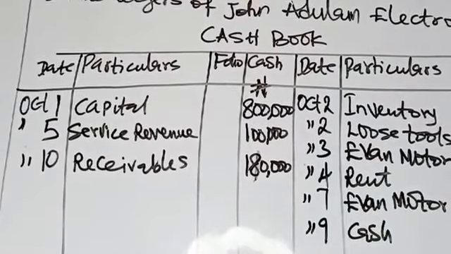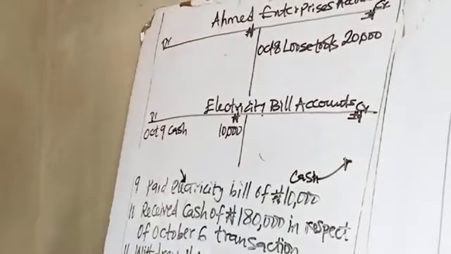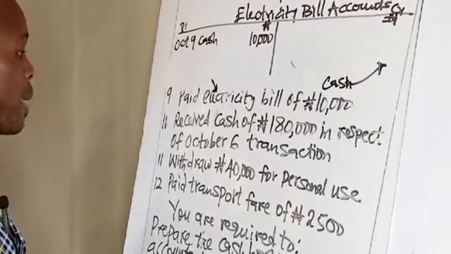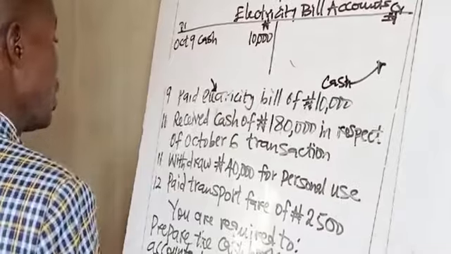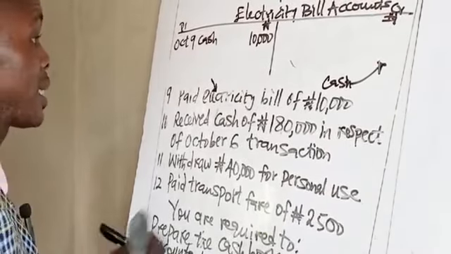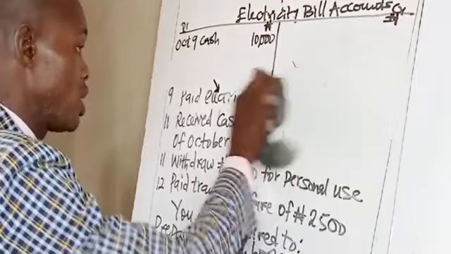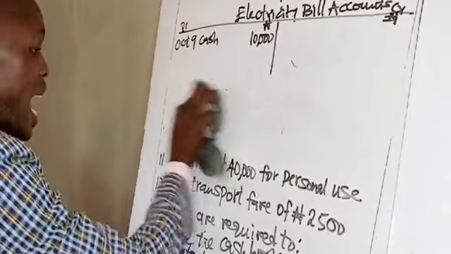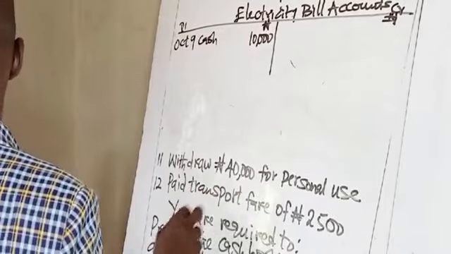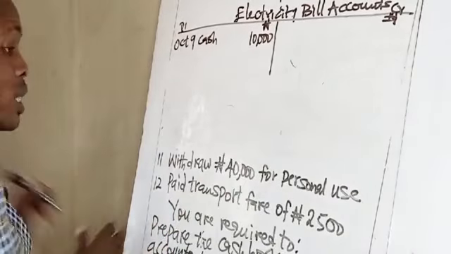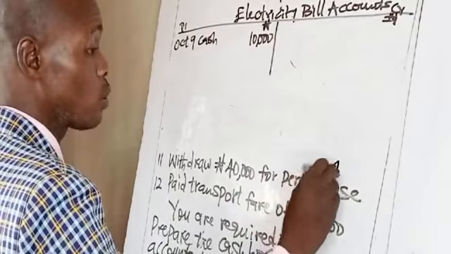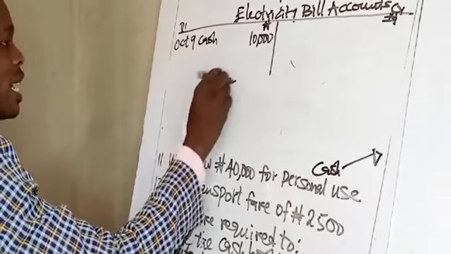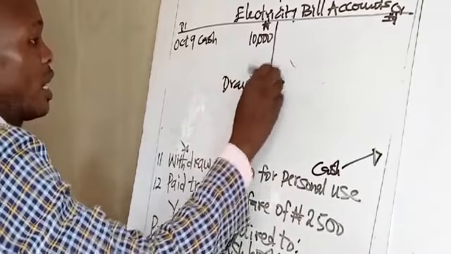Back to the question. Then we drew 40,000 naira for personal use. Anything taken out of the business for personal use is called drawings. When you withdraw anything from the business for personal use, we call it drawings. So this transaction affects the drawings account, and you are withdrawing cash. That means cash is going out of the entity. So you credit cash account, you debit drawings account. Let's open drawings account.